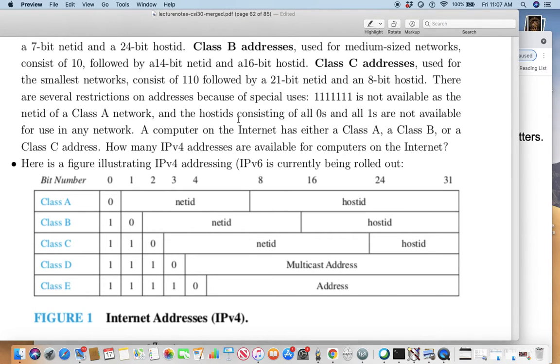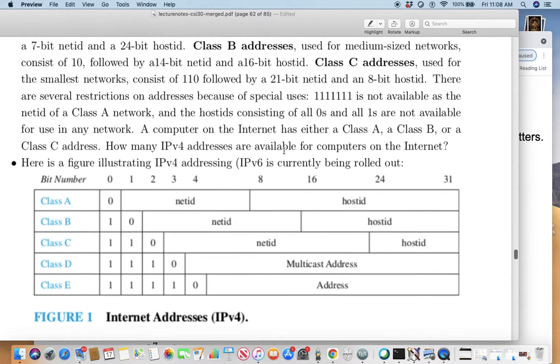There are several restrictions on addresses. A net ID of all ones is not available on a Class A network. And host IDs consisting of all zeros or all ones are not available in any of the networks. How many IPv4 addresses are available?